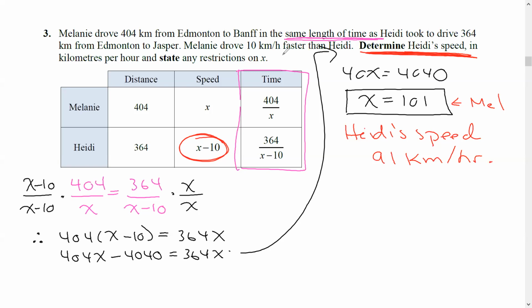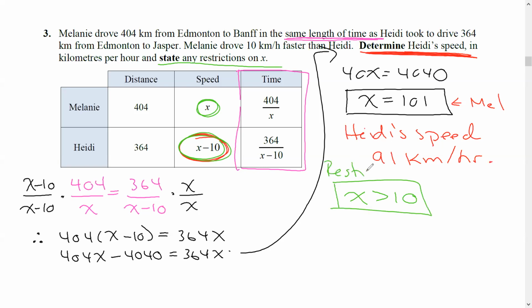Okay, then it asks me to state any restrictions on x. Well, I know that x has to be greater than 10. Why? If Heidi's going 10 kilometers an hour slower than Melanie, Melanie has to be going a little bit faster than 10 at the minimum, right? So there is my restriction.